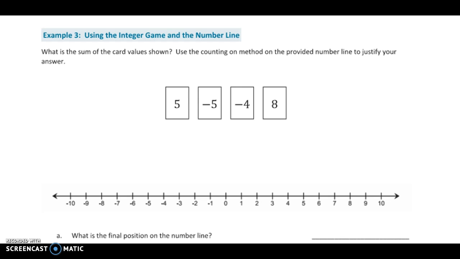What you need to know about the game right now is that you're always going to have 4 integer cards in your hand. All right, and your score is based on the sum of the 4 cards. We're just going to get some experience here adding up the scores in your hand to see what your score would be.